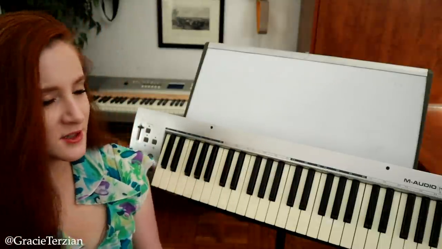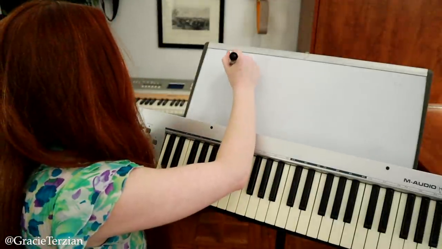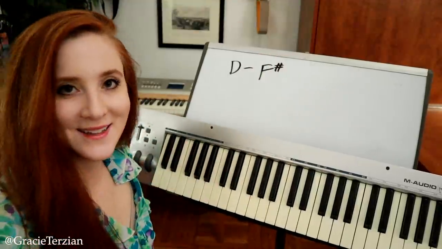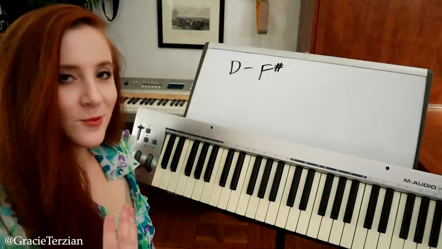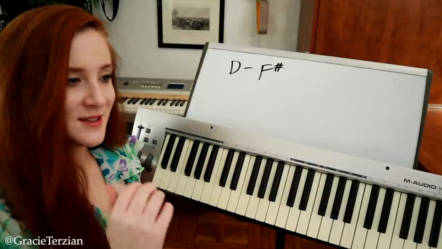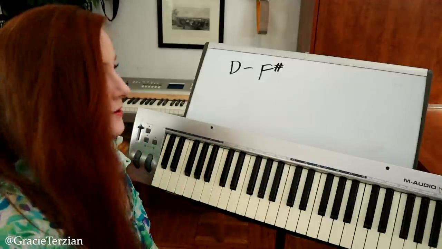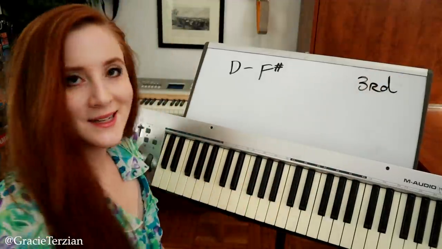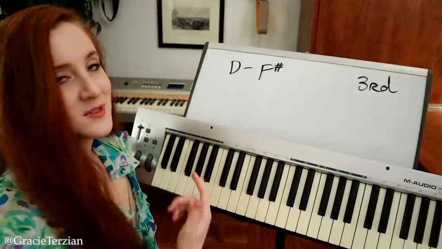So let's just go through it. Let's pick a random interval. How about D to F sharp? First step, we're going to think about the interval number. Just the letters D, E, F, third. So it's going to be something third. Next step is we're going to think about the D major scale.